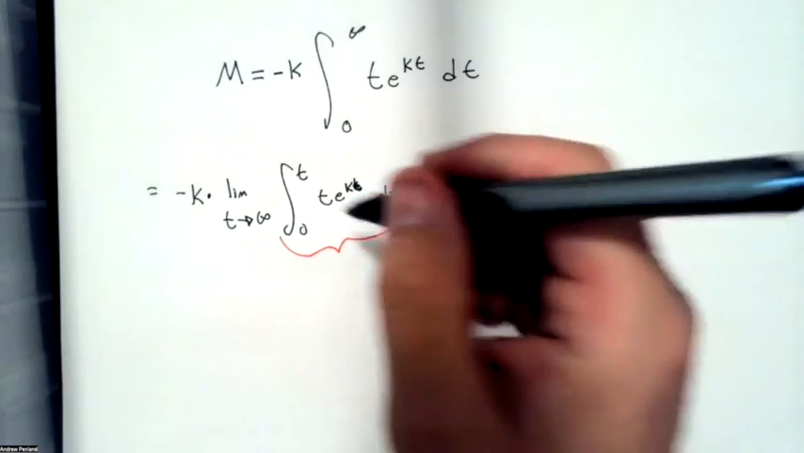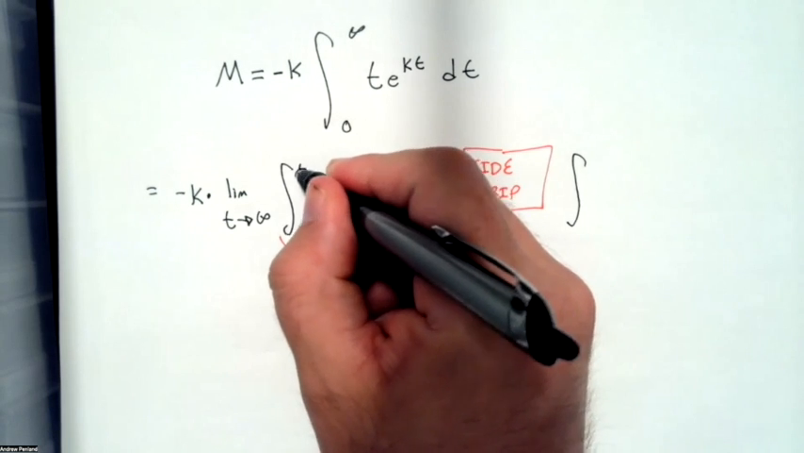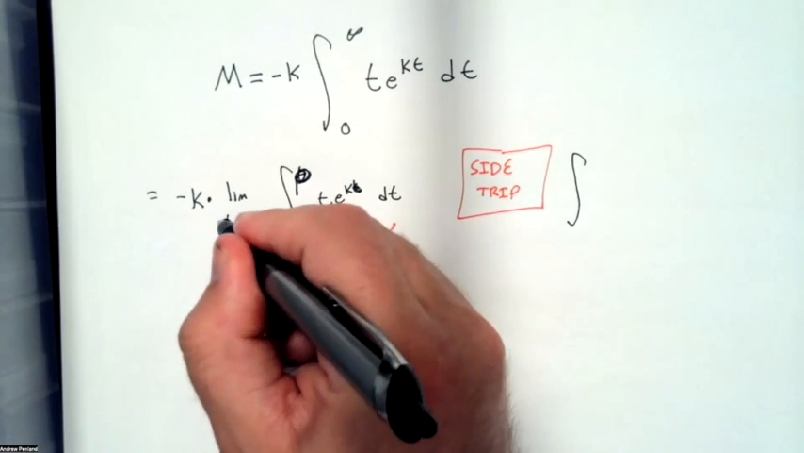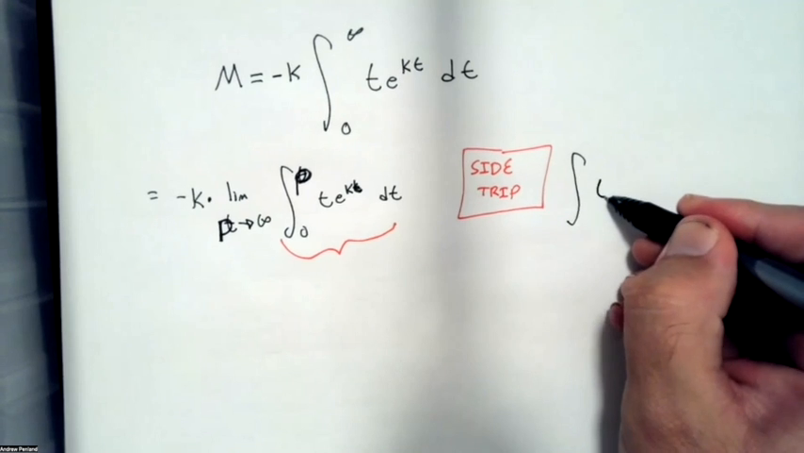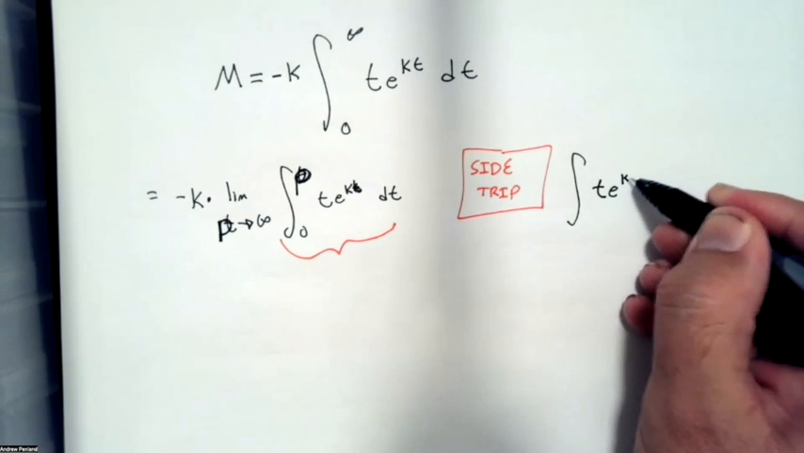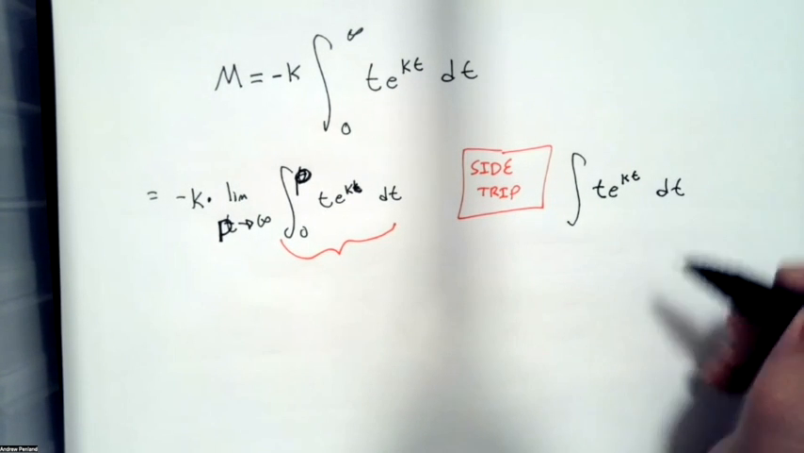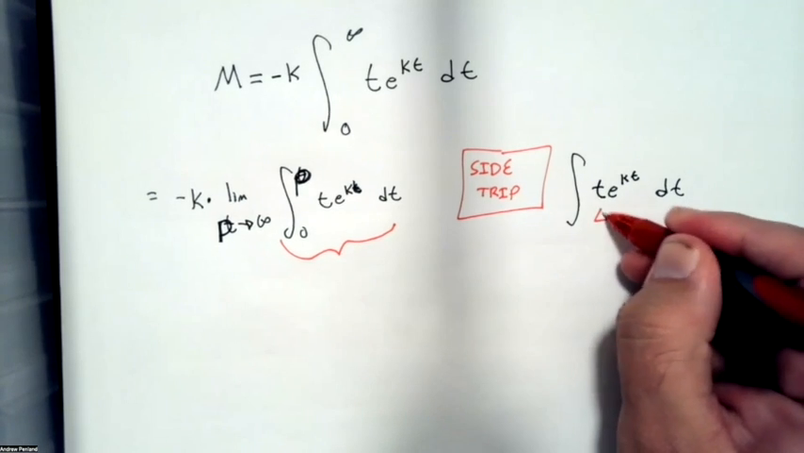I can't use t here. I'd ordinarily use t, so I'm going to use p because I can't use t for both things. That makes sense. So I'm going to make a little side trip here and figure out, okay, what is the antiderivative of t times e to the kt dt? I have to use integration by parts.